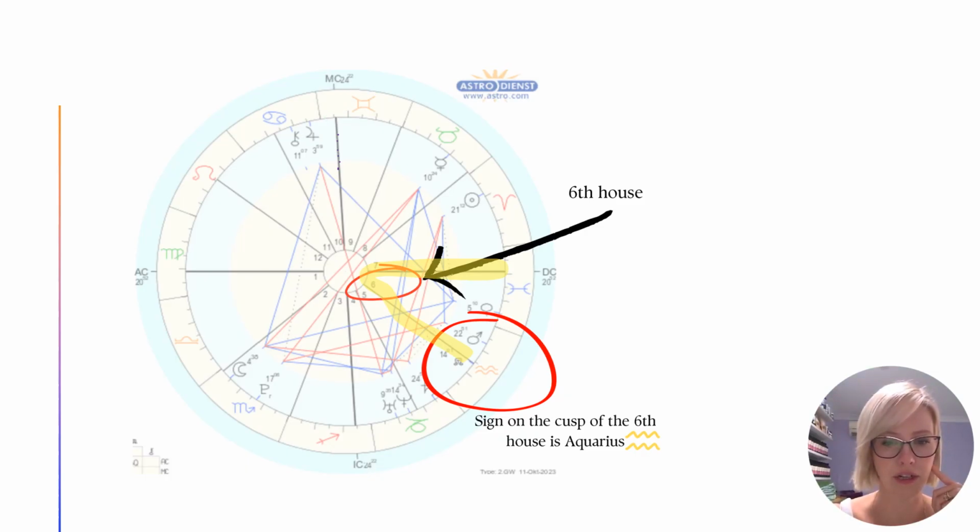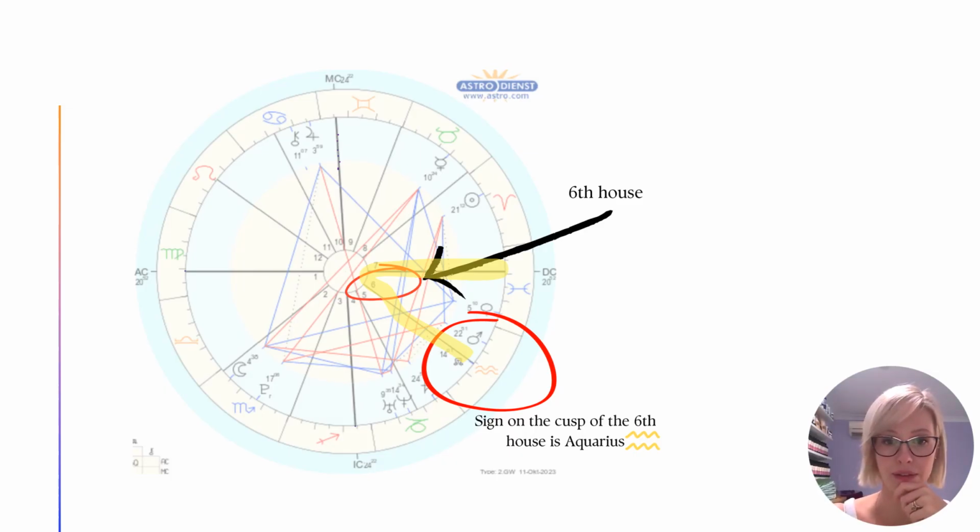So in this chart, first house, Virgo. Second house, it's just in Scorpio. Scorpio rules the second house of this chart. Third house, the line is just in Sag, so they're third house Sag. Fourth house is also in Sag, so Sag also rules the 4th house.